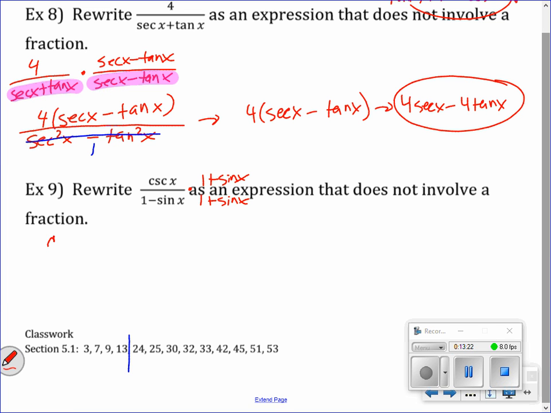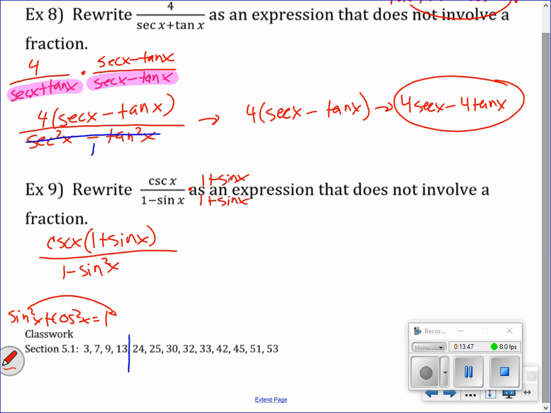So up top, I have cosecant times 1 plus sine x. We might multiply that out later, but the goal was to make the bottom do something because I don't want a fraction. So on the bottom, that would FOIL out to 1 minus sine squared. Okay, so 1 minus sine squared, good old Pythagorean: sine squared plus cosine squared equals 1. So 1 minus sine squared, if I bring that over, that's equal to cosine squared. So my change is going to be this. The bottom is going to be cosine squared.